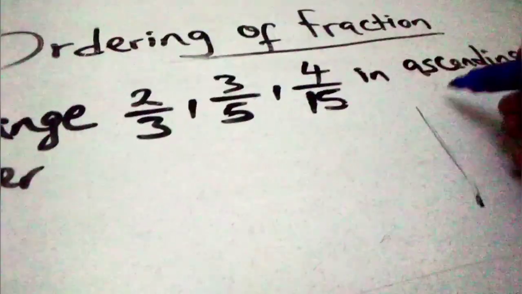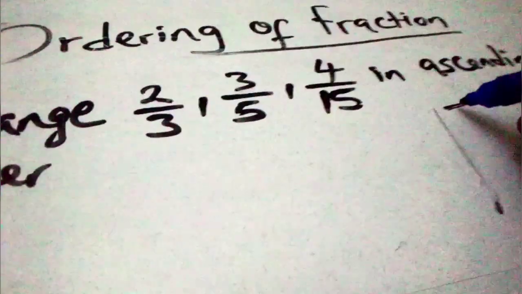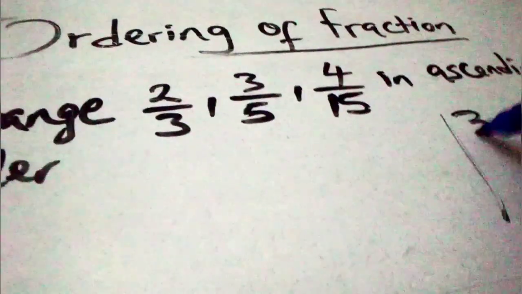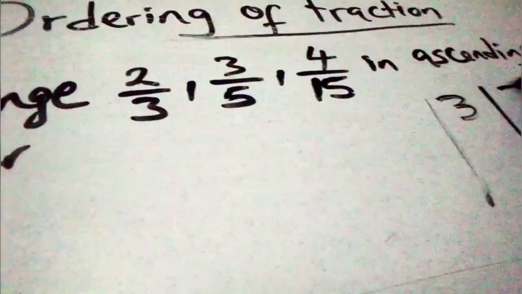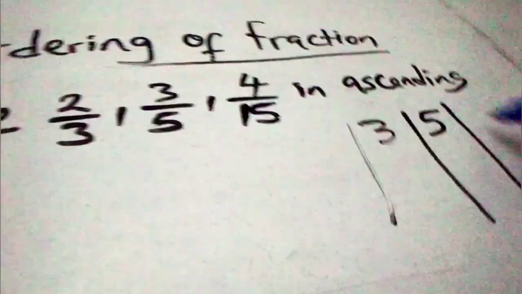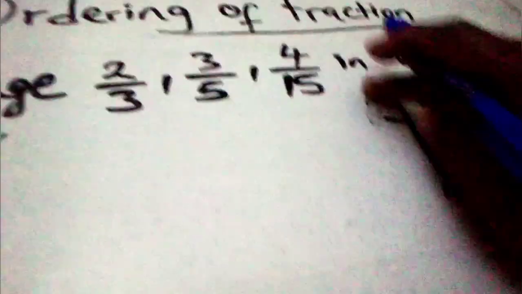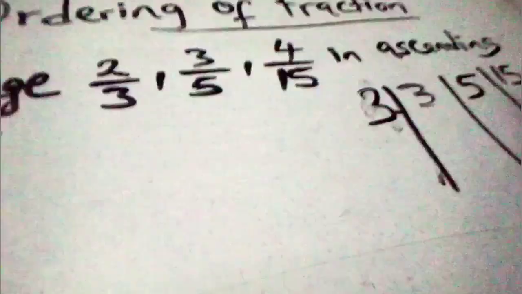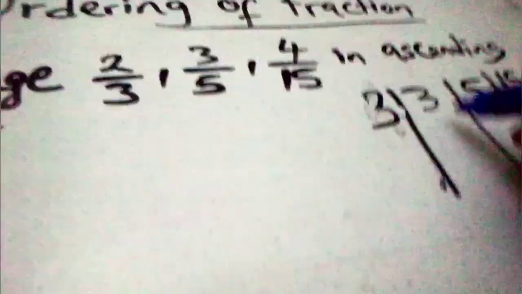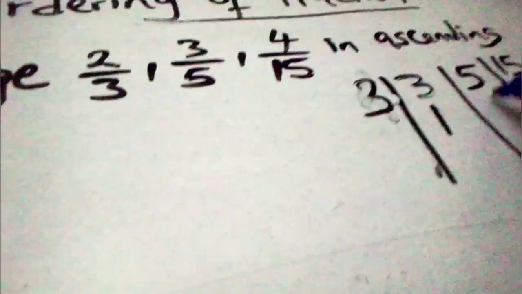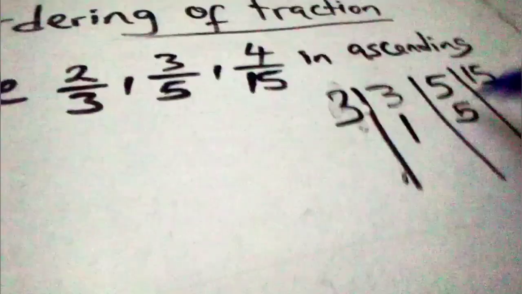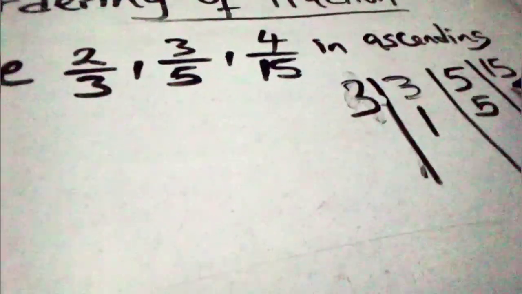So you know how to find the LCM. Let us do it together. This is 3, 5, and 15. So I want to find the LCM of this by dividing it using their prime factor. Okay, what can go is 3. If 3 divides 3, it will give us 1. If you divide 5, it cannot go, I bring down my 5. If you divide 15, that will give us a 5.